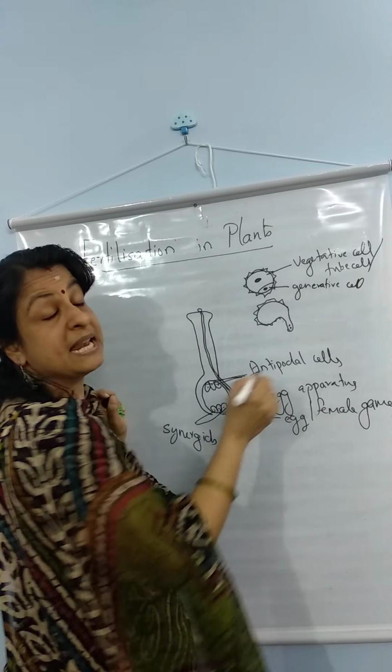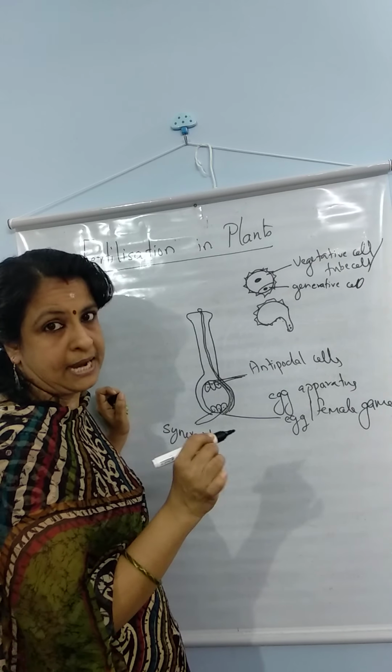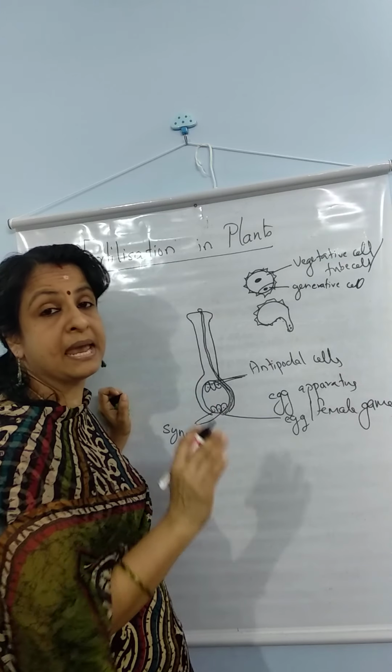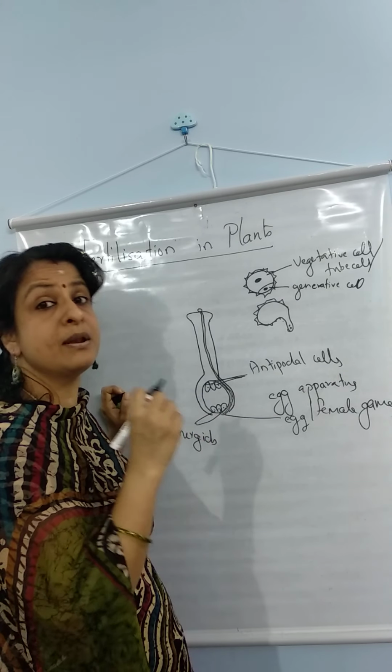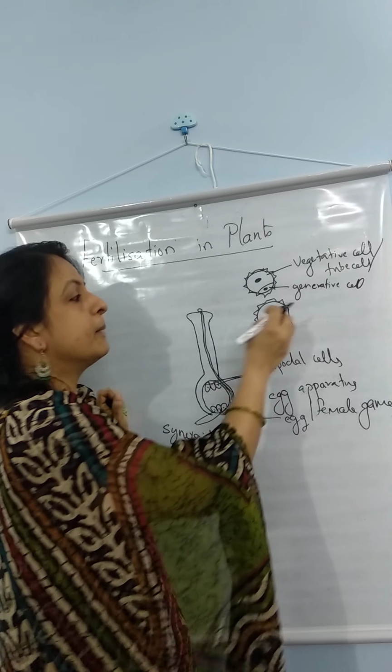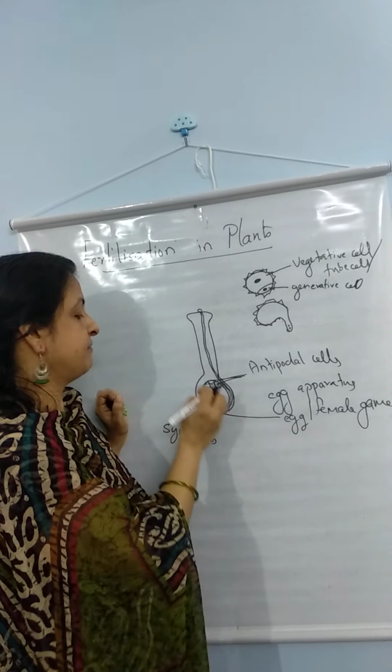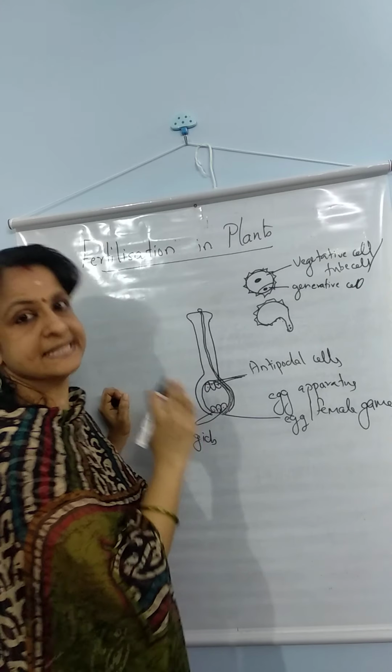Now these 2 male gametes are non-motile. In animals male gametes are motile, but here we can see that the male gametes are non-motile. They cannot move. So the pollen tube carries them towards the female gamete for fertilization.